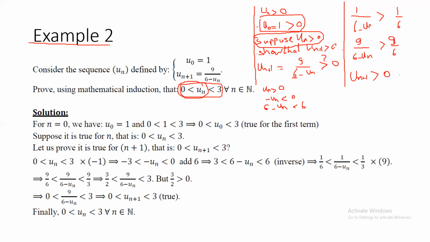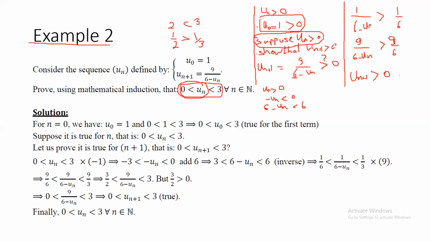Sir, what did we do in the step before the last? Here I make the reciprocal. 1 over 6 minus un is greater than 1 over 6. If I have 2 less than 3, then 1 over 2 becomes greater than 1 over 3. I multiply by 9 to get 9 over 6 minus un greater than 9 over 6. So un plus 1 is greater than 0.